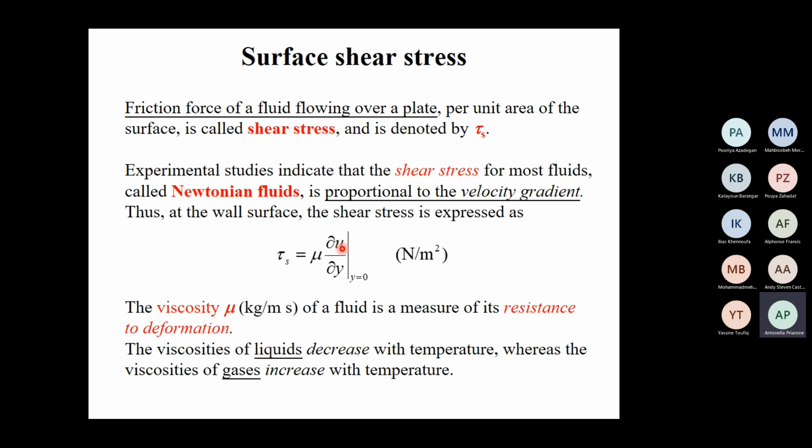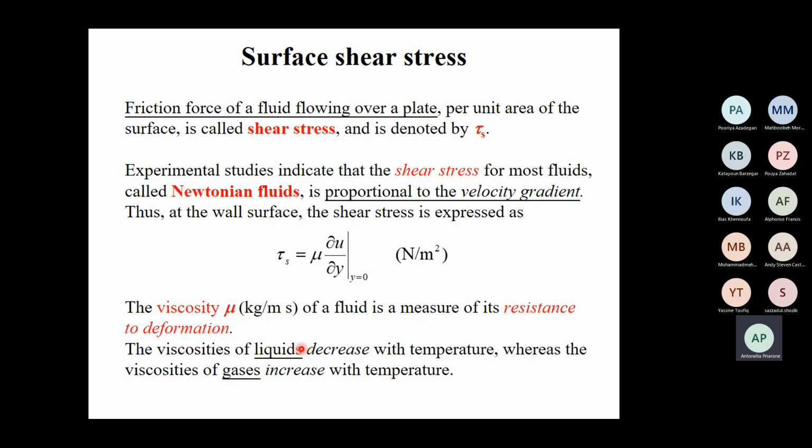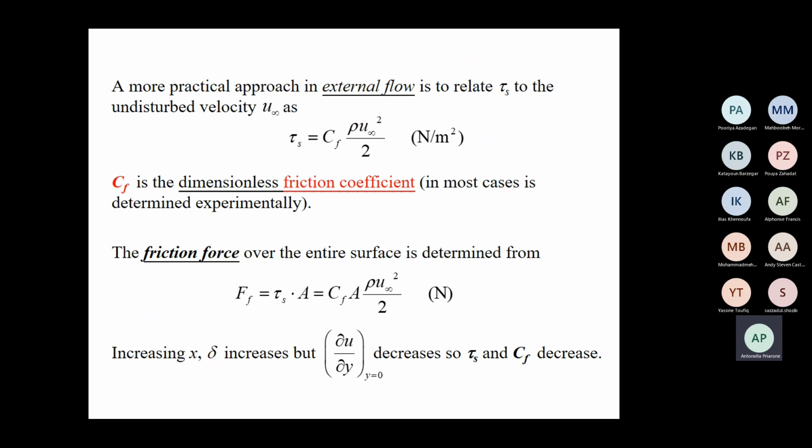The velocity u component is the component parallel to the plate, in the y direction at the wall, so for y equal to 0. The sentence at the bottom of the slide reminds us that the viscosity of liquids decreases with temperature, while the viscosity of gases increases with temperature. I know this is a bit of a boring part because it's definition, but we introduce the alphabet to speak afterwards about this topic.